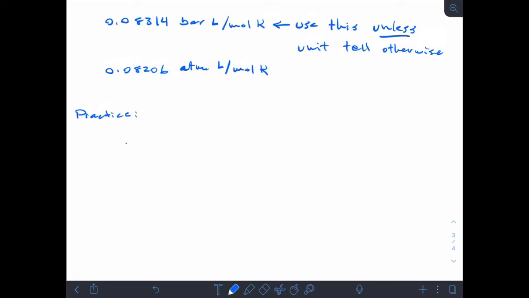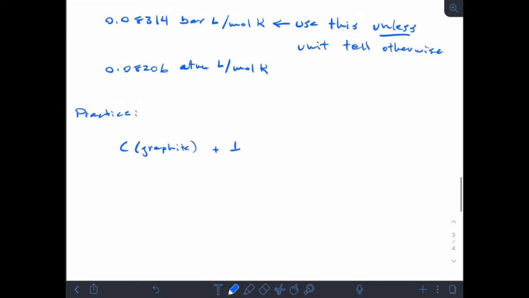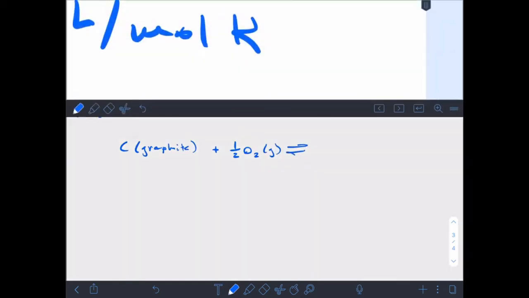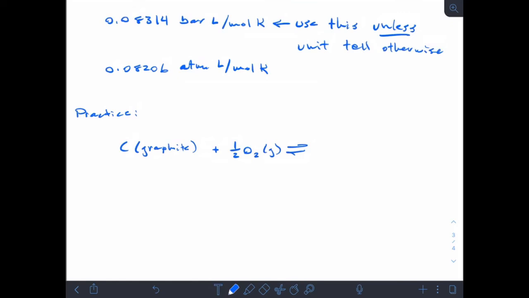In this practice problem, we have some graphite, carbon graphite, plus some oxygen in equilibrium with carbon monoxide. And we're given a value of Kc equals 1 times 10 to the 8. So the question is to find Kp at 1200 degrees Kelvin.